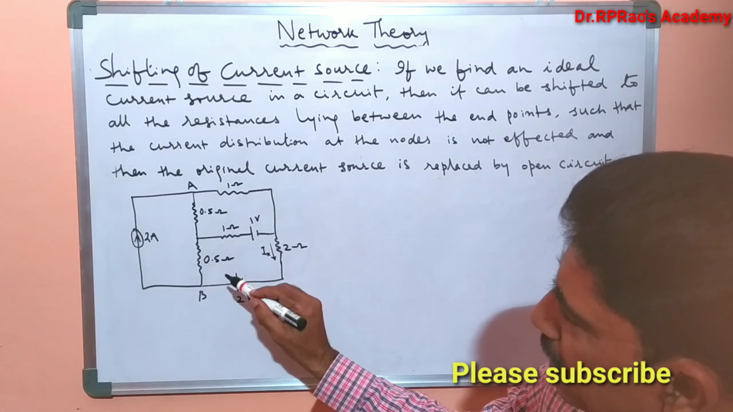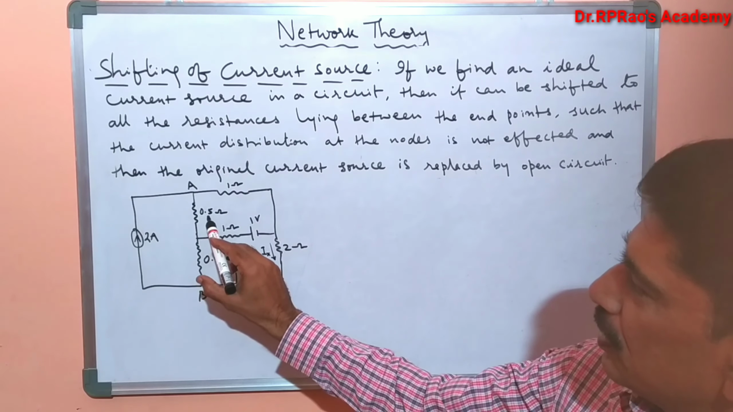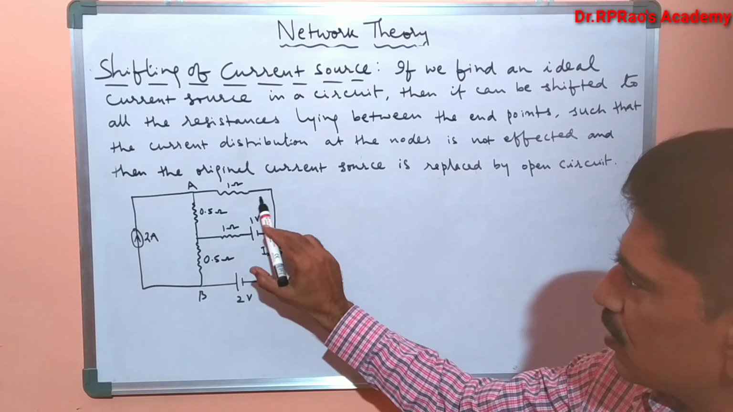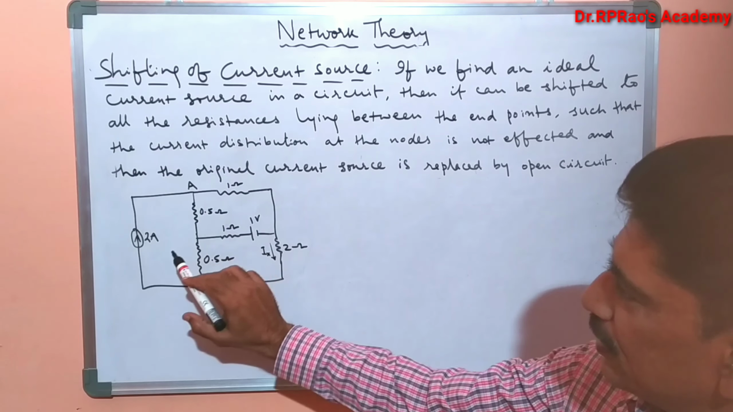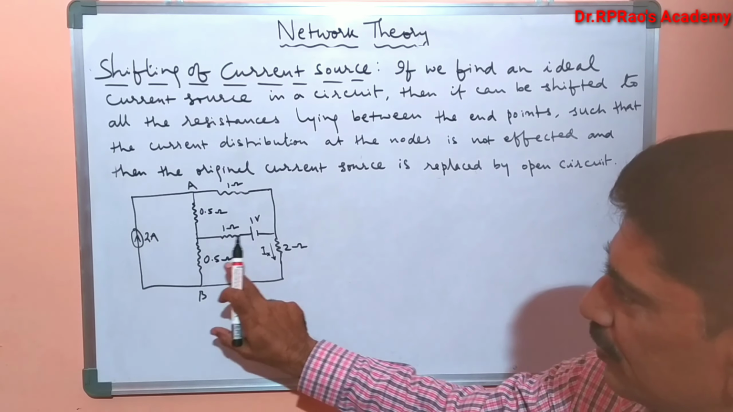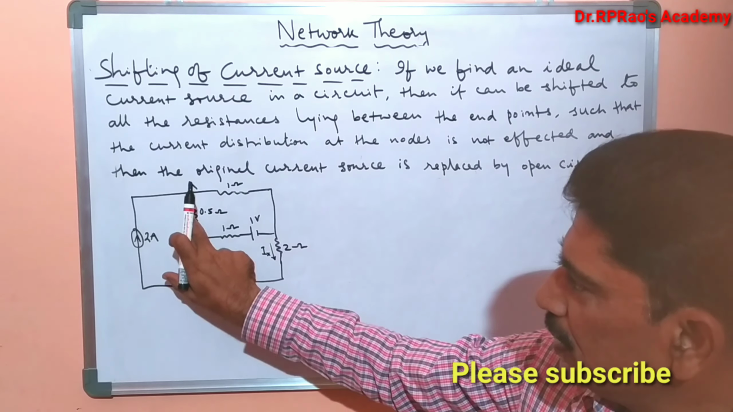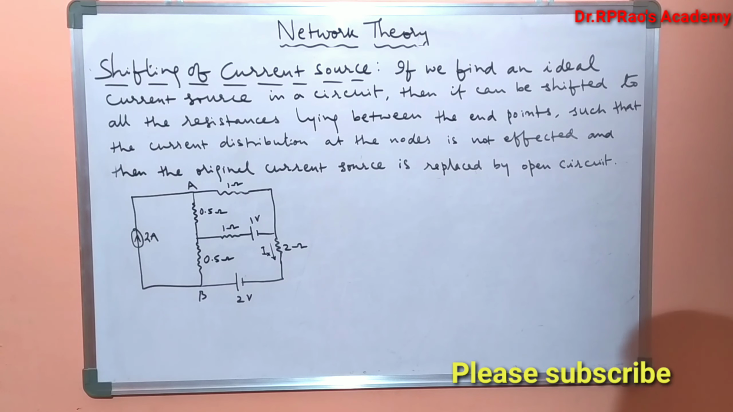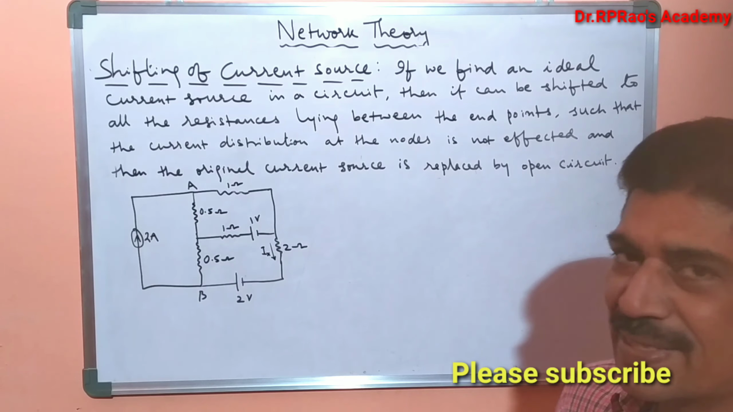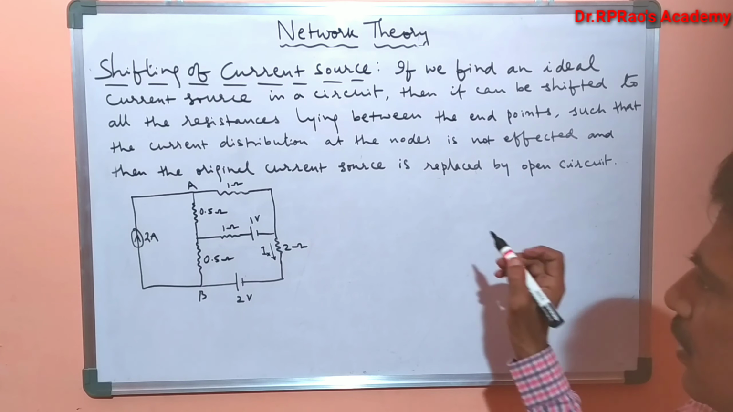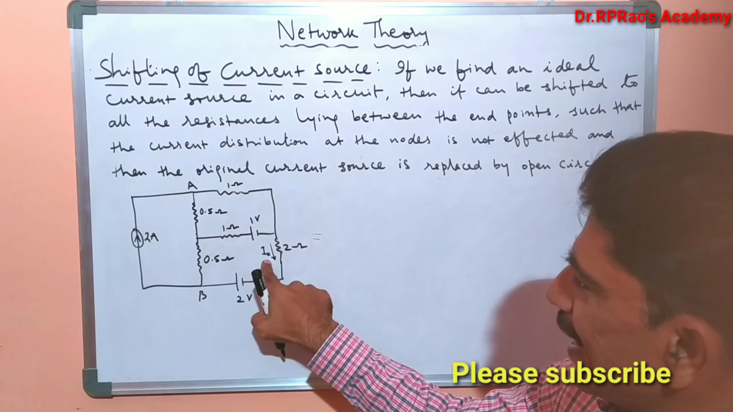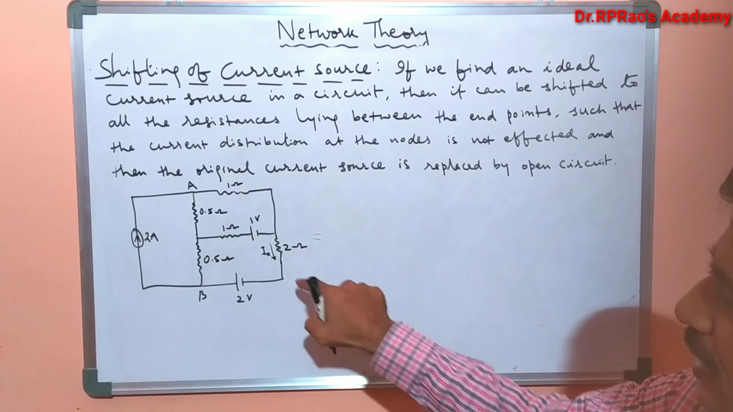Between A and B, these two resistances, 5 ohms and 5 ohms, are connected, and also 1 ohm and 2 ohms are connected. Let us see, if we shift this current source to these two, what will happen? It should be shifted in such a way that the current distribution at the nodes is not affected. That is the main point here. Now let us shift the current source and then find out the current Ix which flows in the 2 ohms resistor.